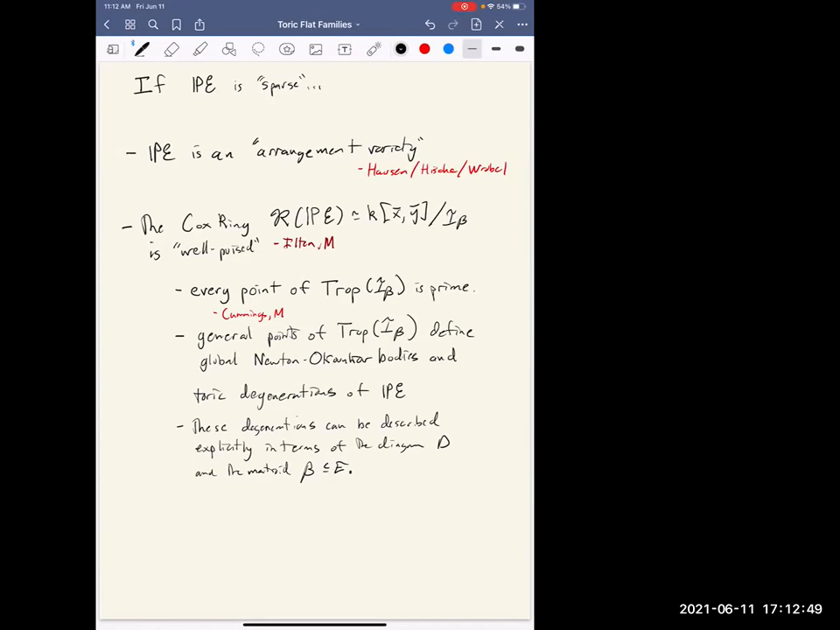By the theorem that I said earlier, they're Mori dream space bundles immediately, because every point on this tropicalization is a prime point, not just the ones that we need to check. And so in this case, general points of this tropical variety define global Newton-Okounkov bodies of these bundles and a lot of toric degenerations. And they're very nice toric degenerations. They can be described explicitly in terms of the diagram and this matroid.